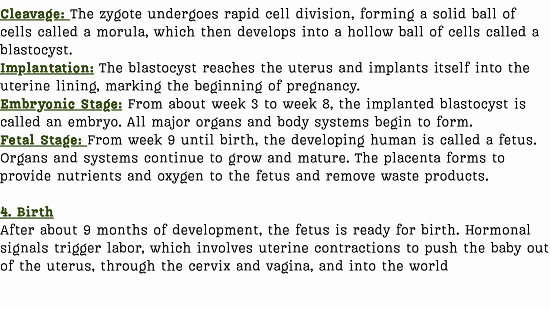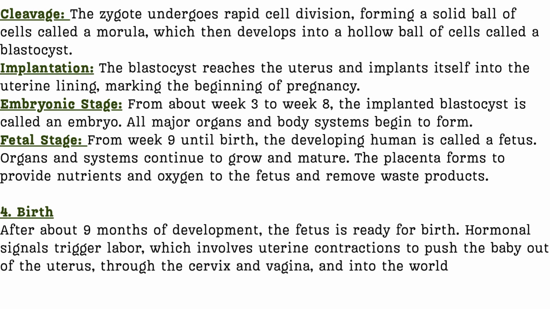The cleavage. The zygote undergoes rapid cell division, forming a solid ball of cells called a morula, which then develops into a hollow ball of cells called the blastocyst. Now the next one is implantation. The blastocyst reaches the uterus and implants itself into the uterine lining, marking the beginning of pregnancy.